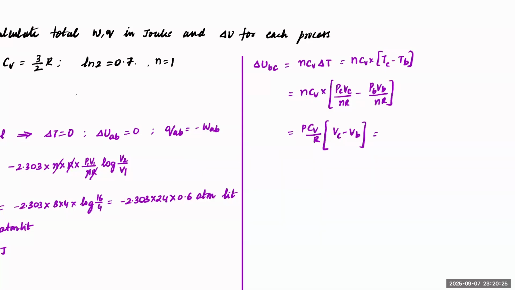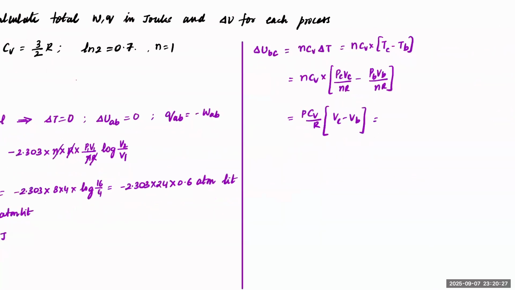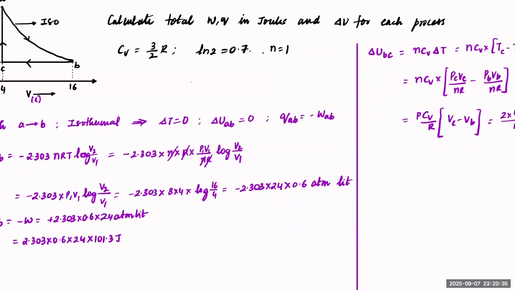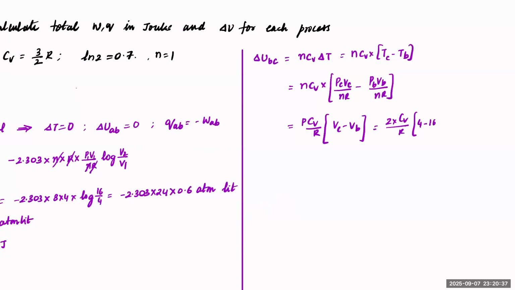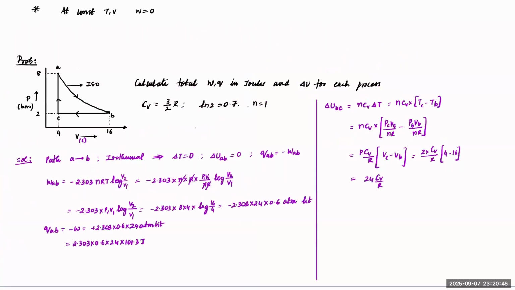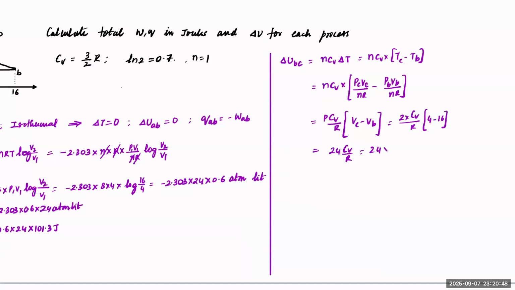So how much is the pressure here? 2 bar. So 2 into Cv by R into VC is 4 minus 16. So that will be equal to 24 Cv by R. So this is what is delta U. Cv value is already given to us, so it will be equal to 3 by 2. So this will come out to be 36.